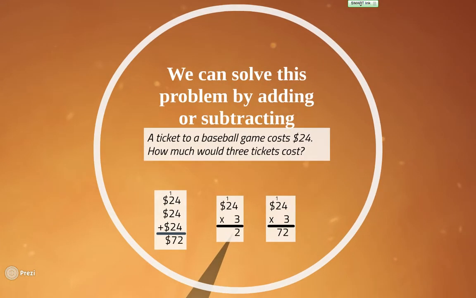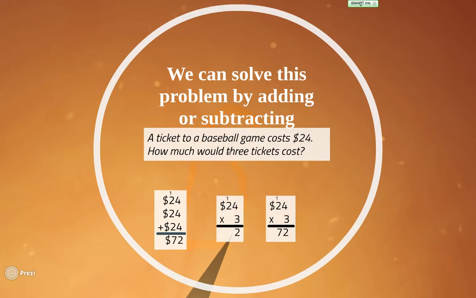All right, so let's look at this problem. A ticket to a baseball game costs $24. How much would 3 tickets cost? You know, there's a couple ways we can do this problem. We can add them, 24 plus 24 plus 24, and when we do that, we can regroup and get 72, right? The other way we can do this is you look at the problem.